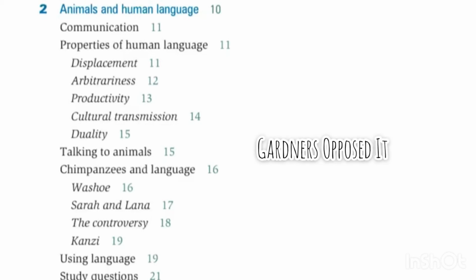Whereas the Gardners opposed this criticism, and they said Washoe was able to produce signs without the presence of humans. She was able to use her sign language even in the absence of humans. They also gave examples of other chimpanzees as well.